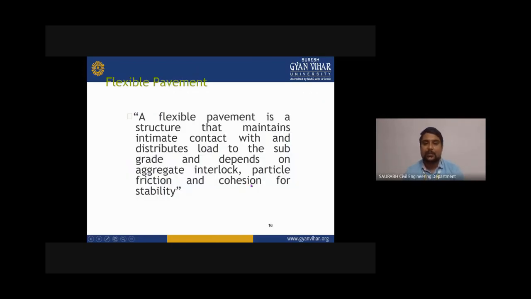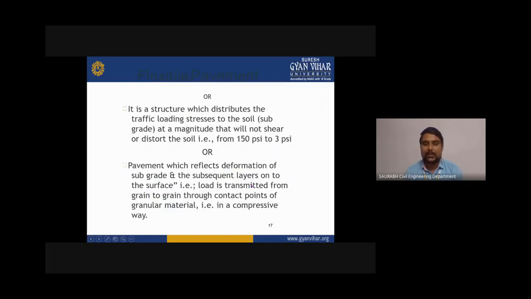Now we will see that a flexible pavement is a structure that maintains intimate contact with and distributes load to the subgrade, and depends on aggregate interlock, particle friction and cohesion for stability. There are also two more definitions given. It is a structure which distributes the traffic loading stress to the soil subgrade at a magnitude that will not shear and distort the soil.